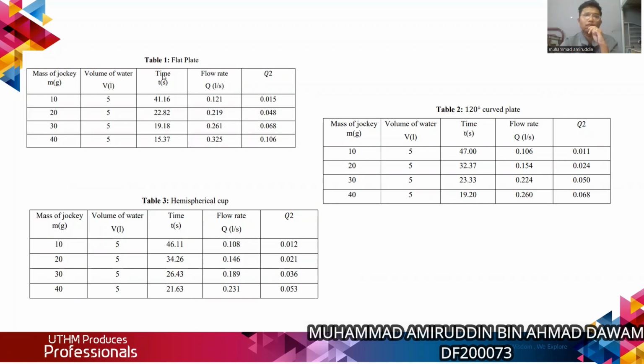For Table 1, the flat plate: the increase of the mass, the increase of the Q squared. For the 120 curve plate, the increase of the mass, the increase of the Q squared. And for the cup, the increase of the jet's mass and the increase of Q squared, the flow. And we kept the volume of water constant for each, and this is the result of the graph.